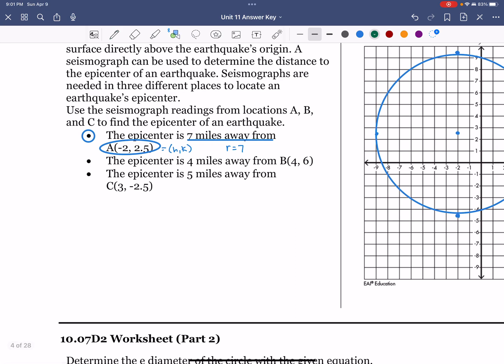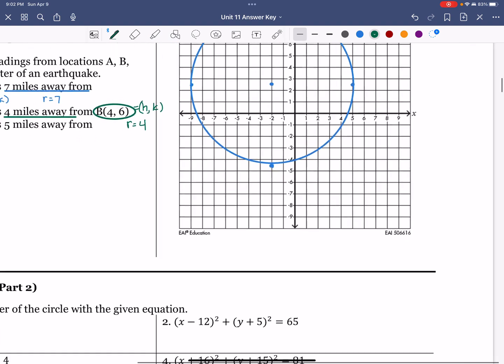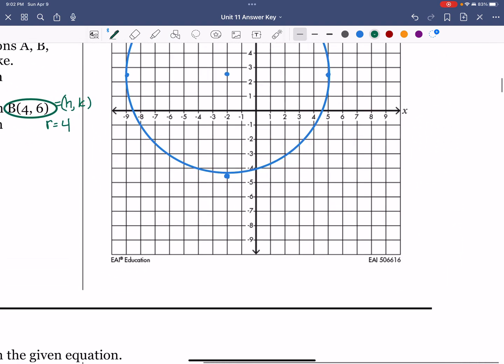So seismograph number 2, right here, or part B, is 4 miles away from their center spot. So again, this is going to be my (h, k), and I'm going to have a radius of 4 this time. So it's getting closer. So we're going to label this one as A.